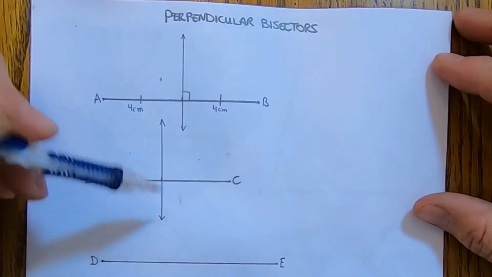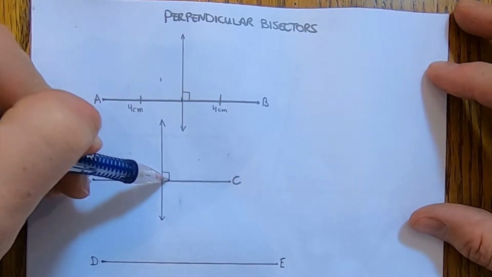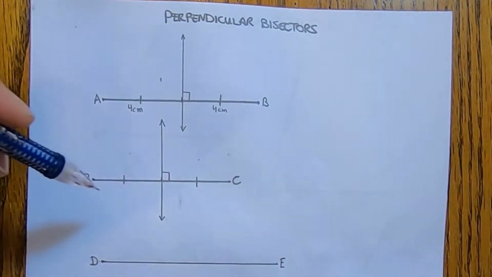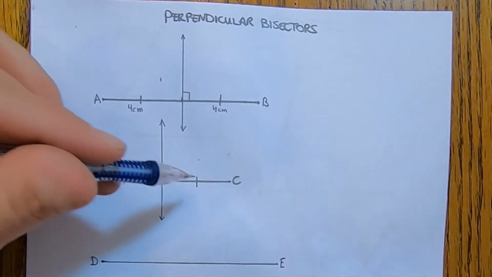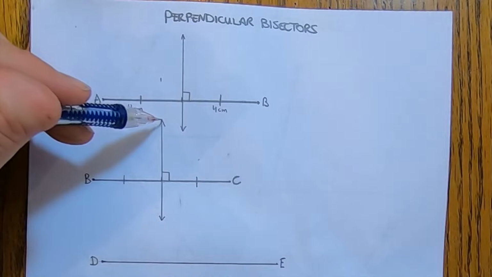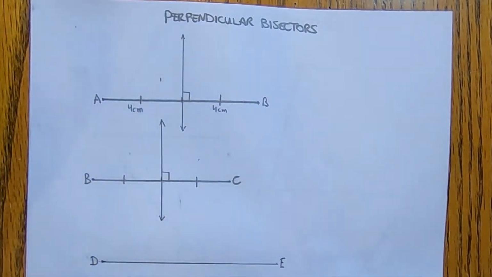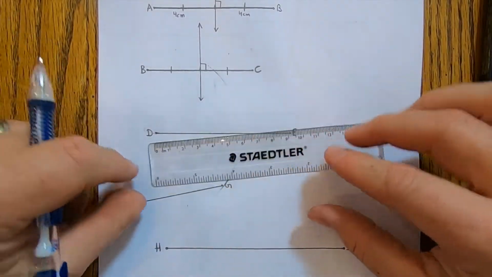So now again, this was at 90 degrees, so I can label that with a box, and then I can put my hash marks on there. I have two equal line segments created by this perpendicular line, which in basic terms cuts my original line segment in half. All right, our next one here.